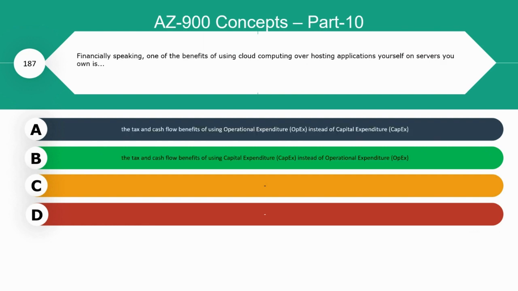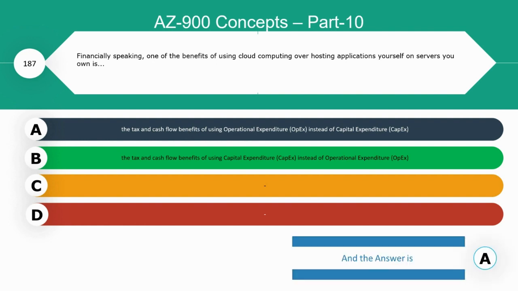Next one, financially speaking, one of the benefits of using cloud computing over hosting applications yourself on servers you own is, which is called option A: the tax and the cash flow benefits of using operational expenditure instead of capital expenditure. The other option is the tax and the cash benefits of using capital expenditure instead of operational expenditure. Out of these two, the right answer for this question is option A.